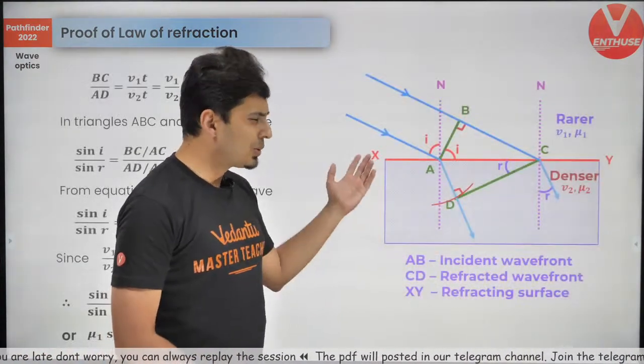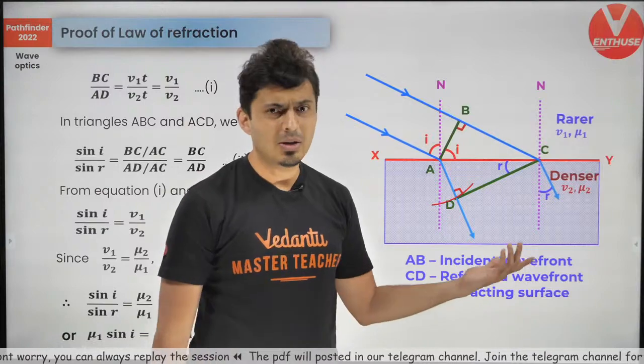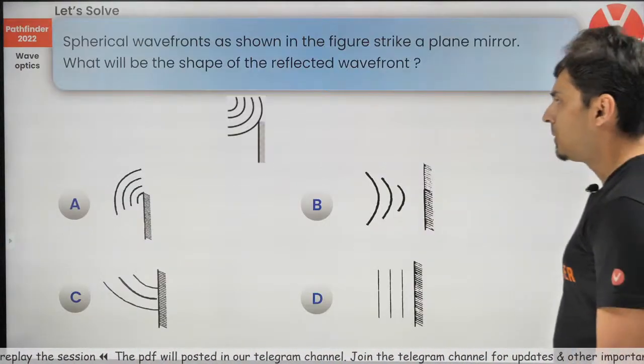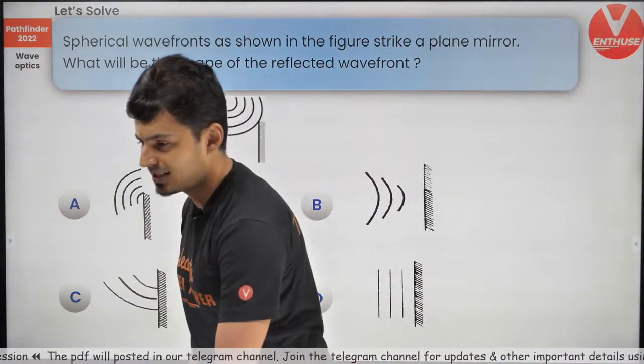Now you can also prove it using geometry. Again, it's there in your NCERT. You can have a look at it. It's very easy. By simple geometry, you can prove Snell's law. Let's start solving some questions.